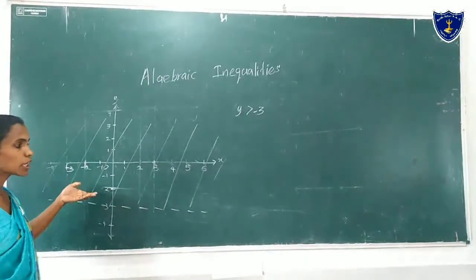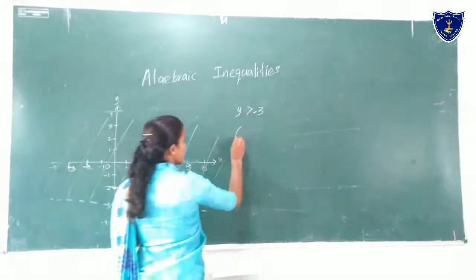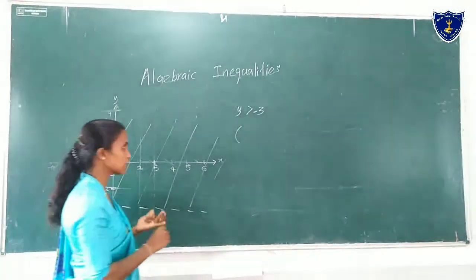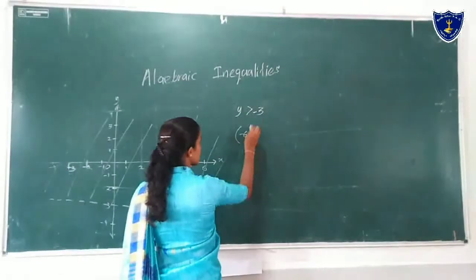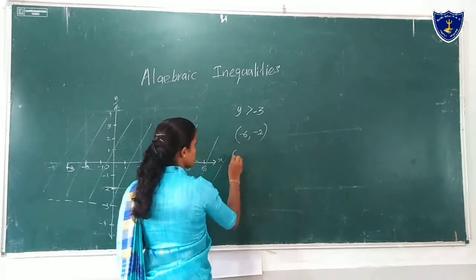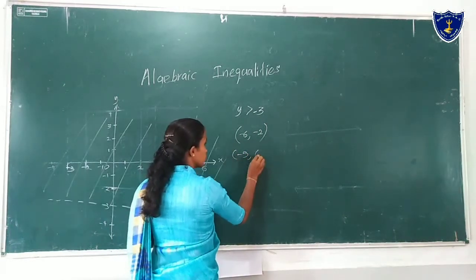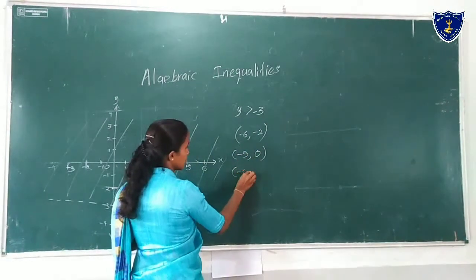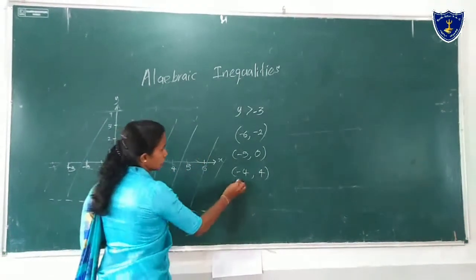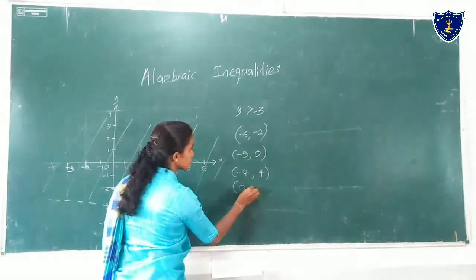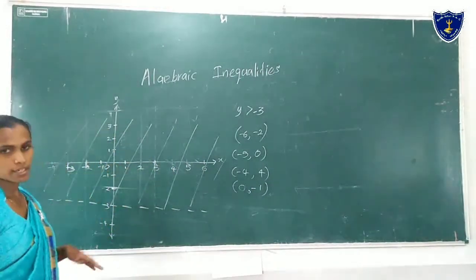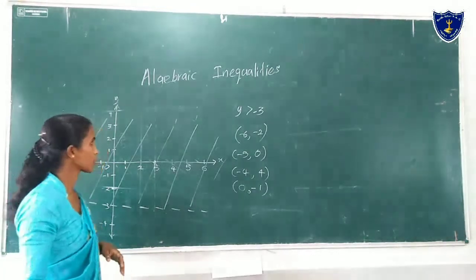Coordinates of the points which belong to this region: the x coordinate may be 0, any negative value or any positive value, so negative 6, but the y coordinate should be greater than negative 3. Negative 2, negative 5, 0. Negative 4, positive 4. 0, negative 1. All belong to this region. Okay.